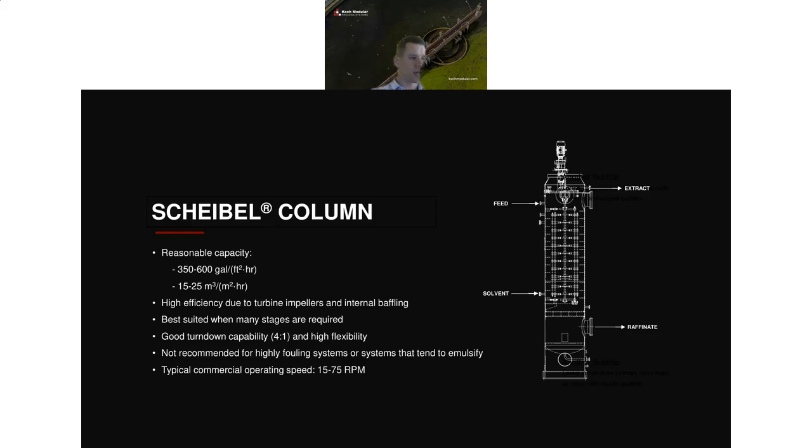And then lastly, on the Scheibel column, its typical commercial operating speed is 15 to 75 RPM. So it's not a high speed device.